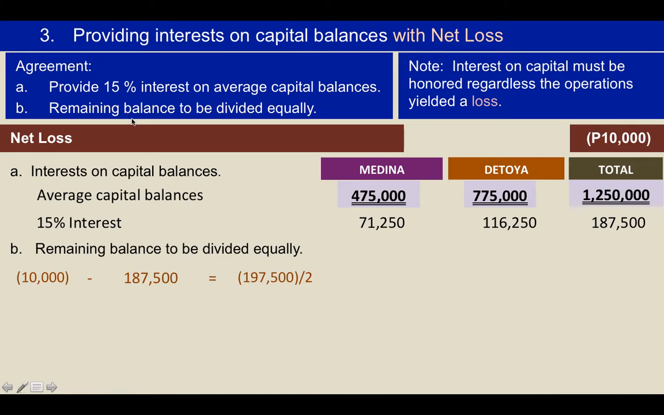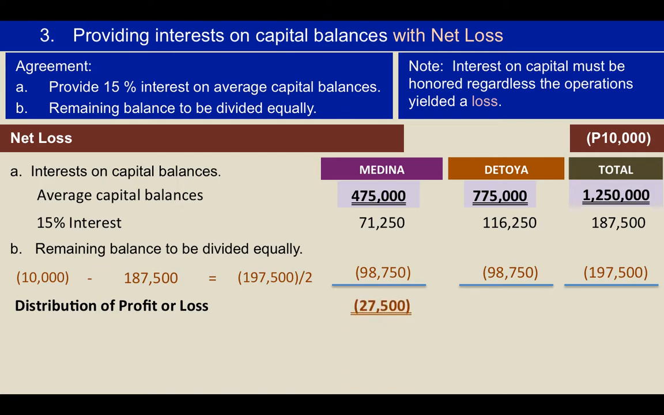Remaining balance to be divided equally. So 197,500 divided by 2, you will get 98,750 for each partner. So the total of that is 197,500. So here, class, for Medina, he receives an interest of 71,250, but he will share 98,750 negative, okay, a loss. So the net effect for Medina is a negative of 27,500.